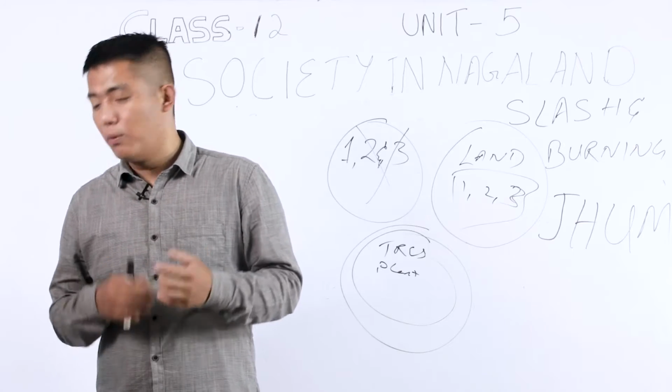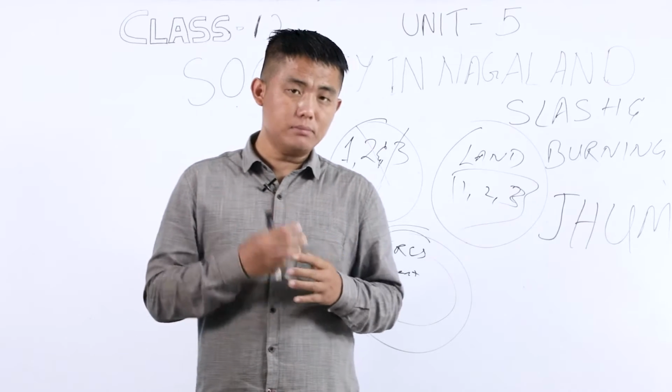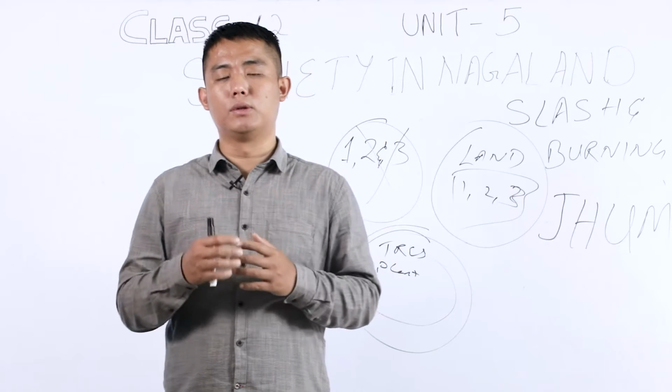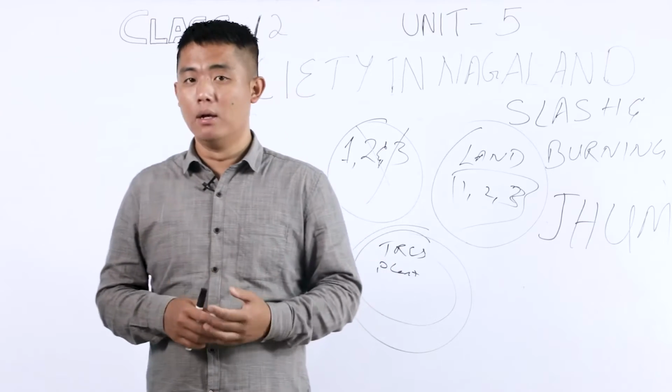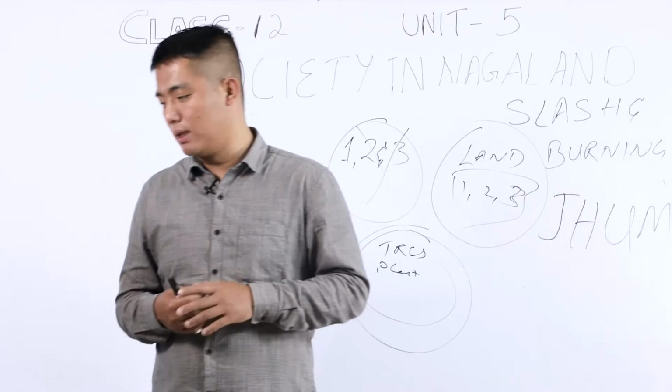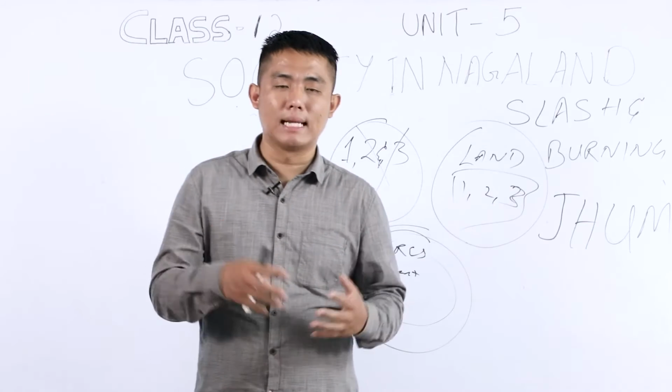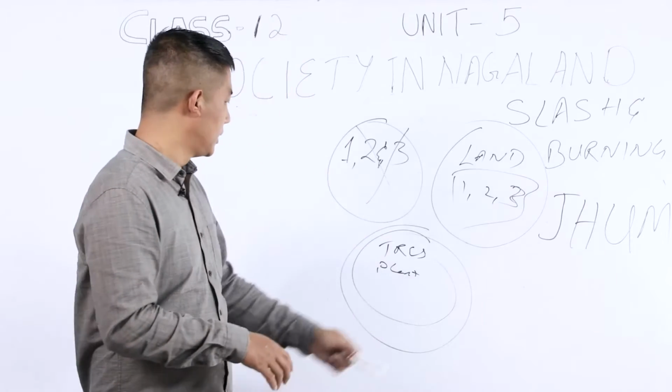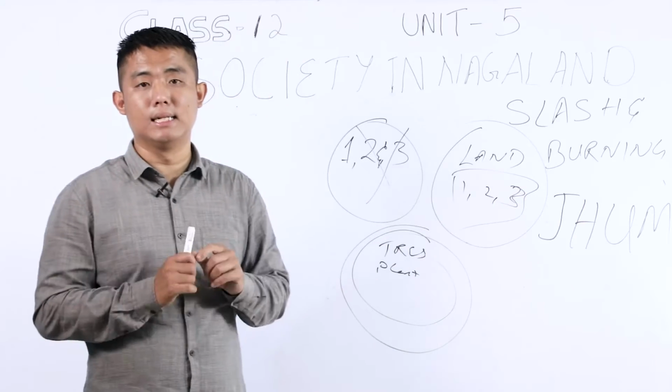Now, what is the sequence? What are the ways, what are the steps which are followed in order to practice this shifting cultivation? The first is the selection of a site, that this particular plot of land should be selected here.